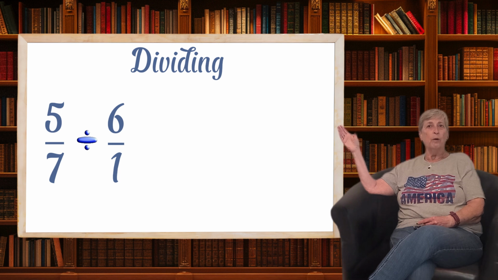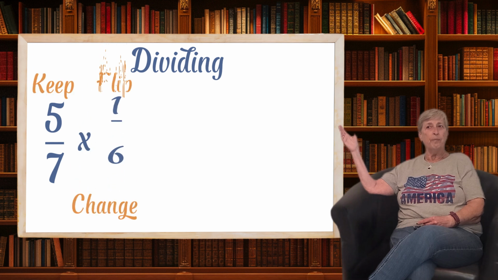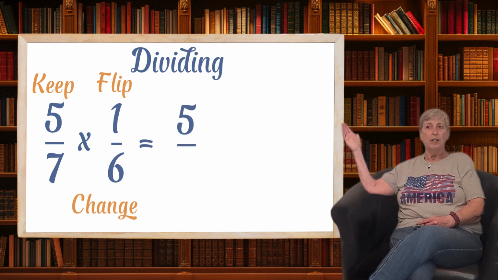Now we can do what we have to do for division. We change it to multiplication and flip the second fraction. So that would become 5/7 times 1/6. 5 times 1 equals 5. 7 times 6 equals 42. So our final answer would be 5/42.